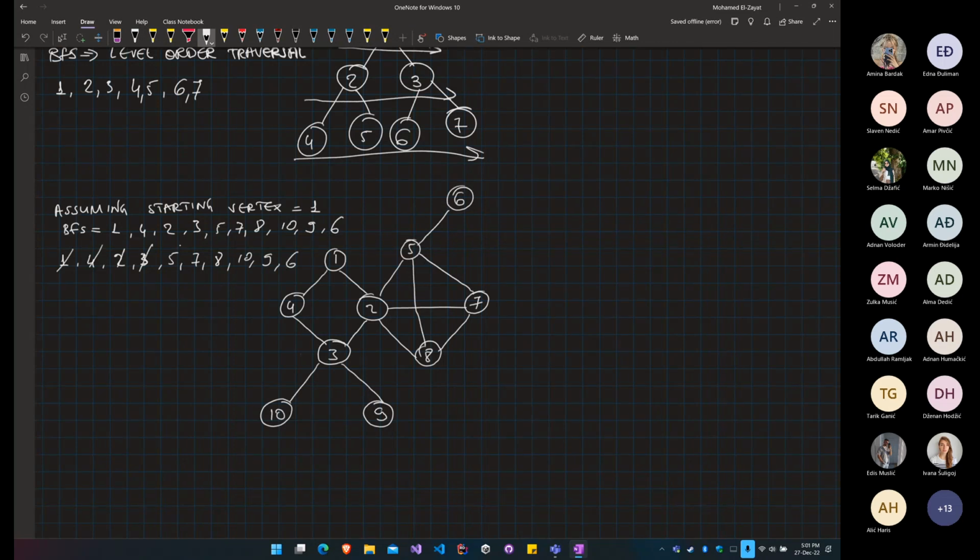So 5 has been fully explored. We remove it from the queue. 7. 5 has been explored, has been visited. 8 has been visited. So 7 is removed from the queue. 8.